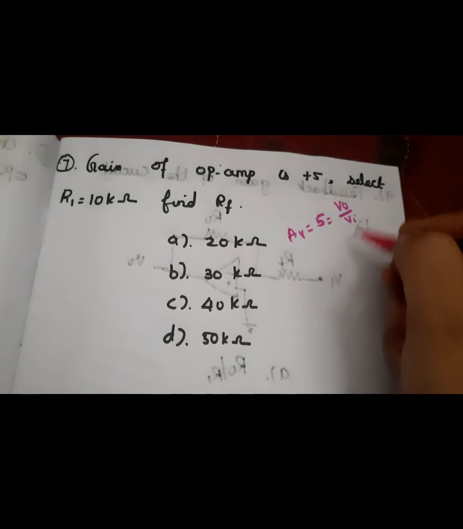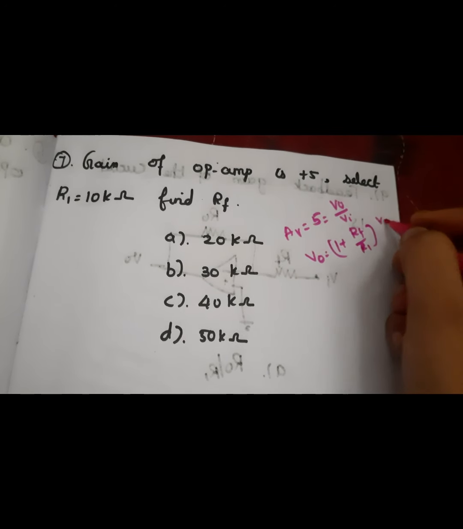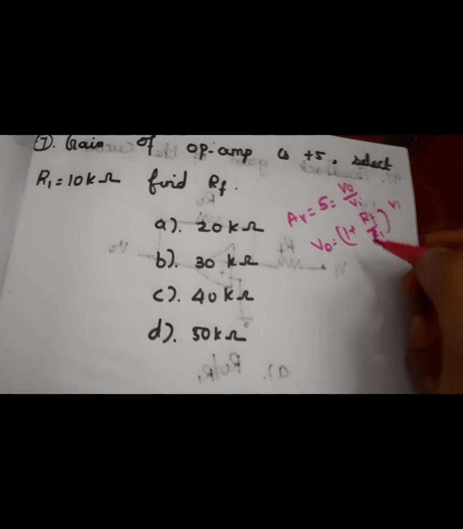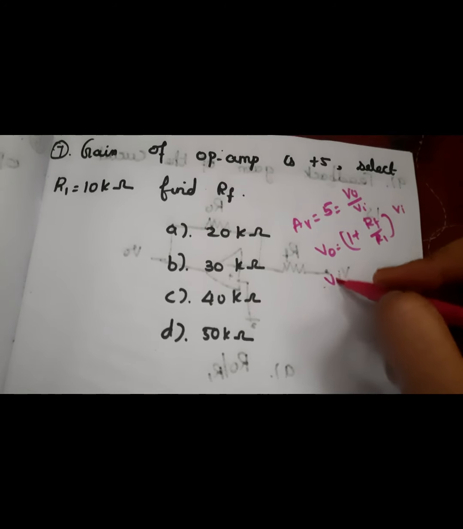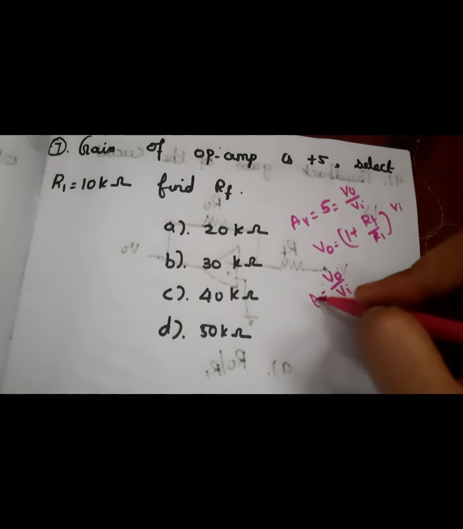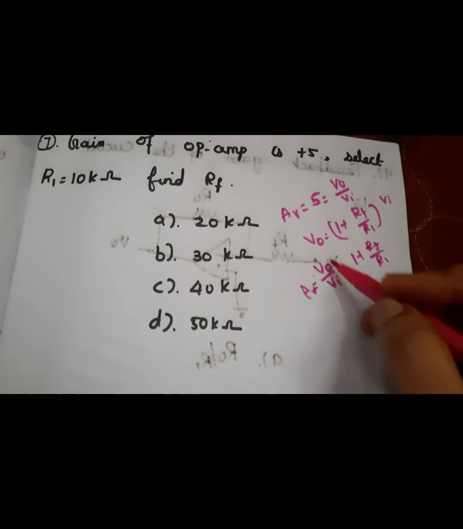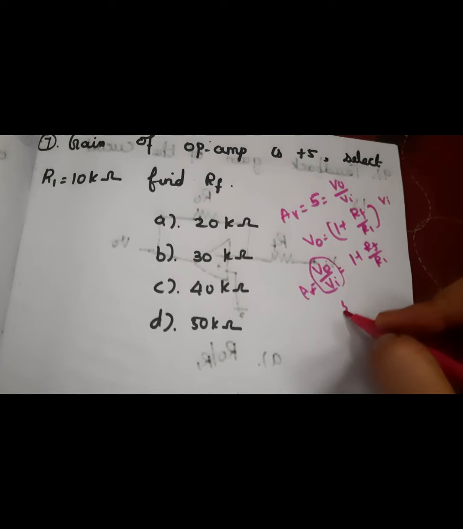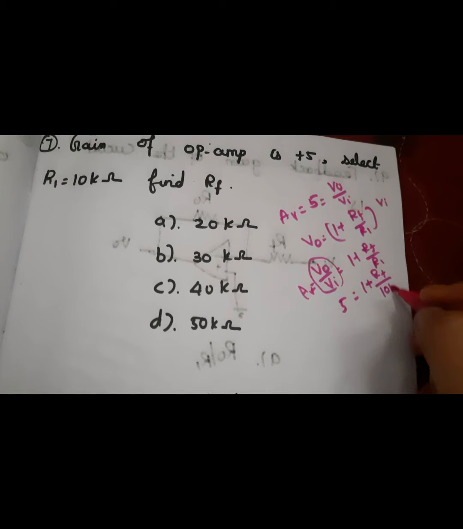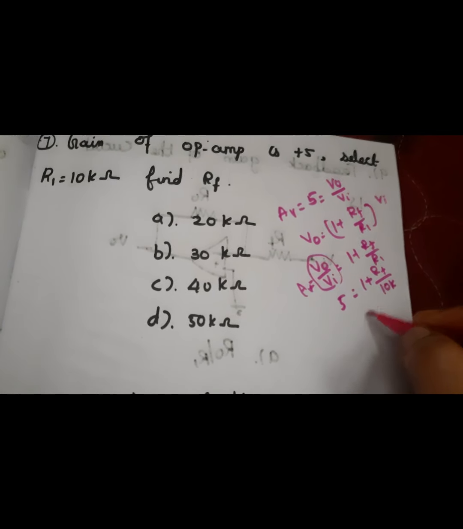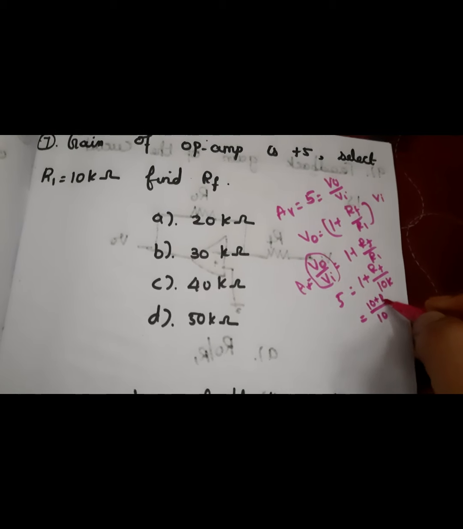by Vi, and Vout is equal to 1 plus RF divided by R1 into Vi. In a non-inverting op-amp circuit, this is the output voltage expression. From that we can find Vout by Vi, that is known as AV, equal to 1 plus RF divided by R1. So this value is given as plus 5. So this 5 is equal to 1 plus RF by R1, we have to find RF, and the R1 value is 10 kilo ohm.